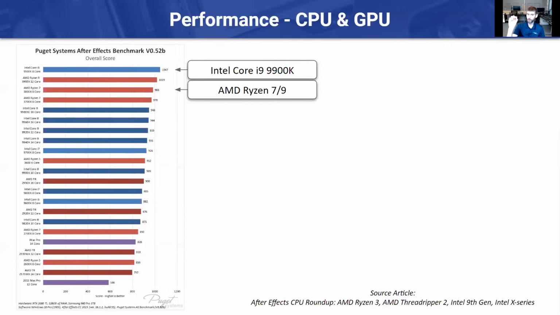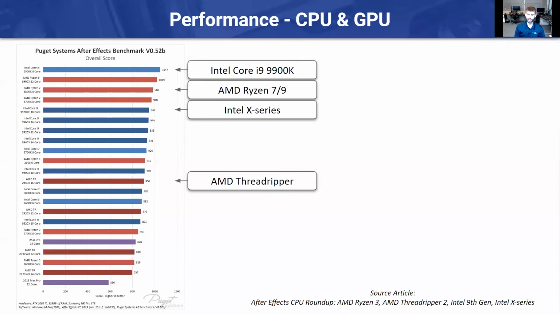Then right below it, really close, in percentages, is where you get the AMD Ryzen 7s and 9s. They're going to sit in there. The Intel X series starts a little bit below that. And keep in mind that right now, these are a lot more expensive CPUs, yet they are lower in the performance stack. And then down here is where you get down to the AMD Threadrippers. They're just not the right thing for After Effects.